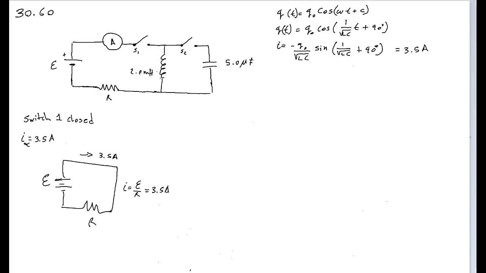Well, Q0 is 0. L times C, so that's going to be 2 times 5, that's 10. So 10 times 10 to the minus third times 10 to the minus 6 is 10 to the minus 8. The square root of 10 to the minus 8 is 10 to the minus 4. Bring that up top, you get 10 to the 4th.